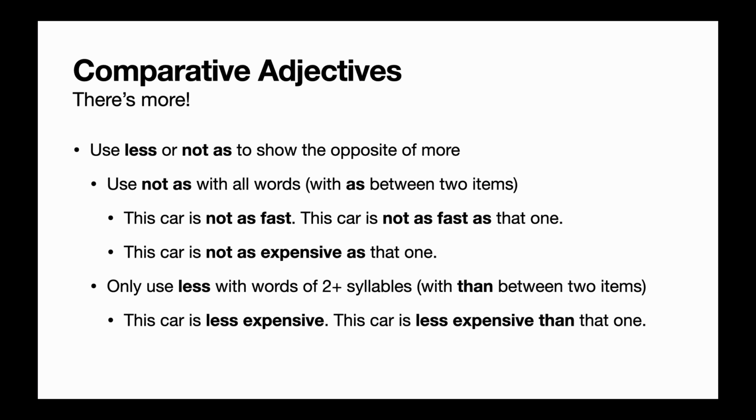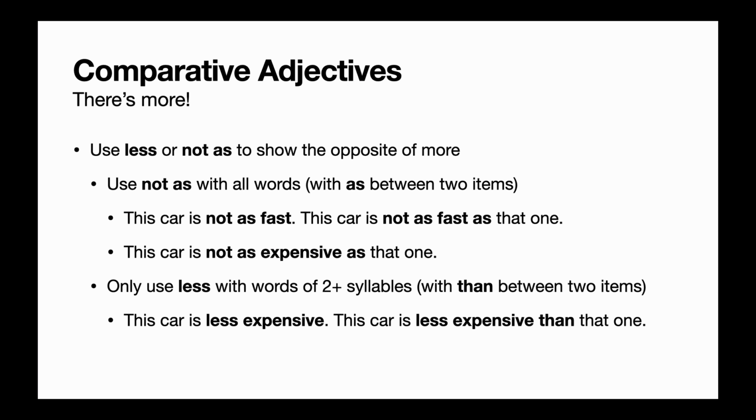So with not as, we use another as and not than. Looks kind of strange because you have as fast as, but that is how it is. Or you can say this car is not as expensive as that one, right? So you can always say not as plus as.